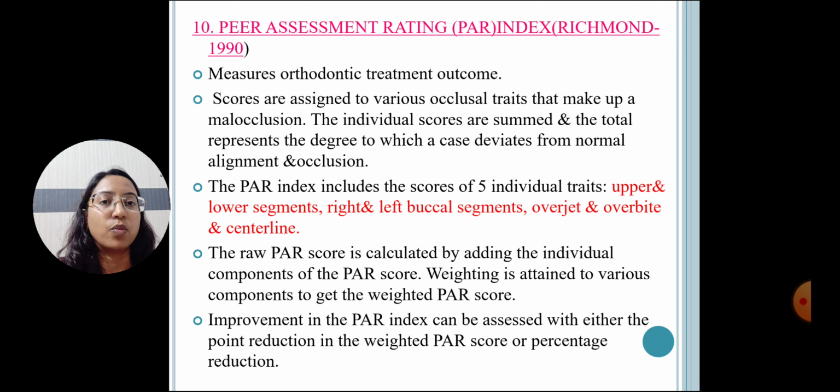So the raw PAR score is calculated by adding the individual components of the PAR score. Weighting is attained to various components to get the weighted PAR score. The improvement in the PAR index can be assessed with either the point reduction in the weighted PAR score or percentage reduction. That is, initially we have a score and after treatment we have a PAR index score. So that gives the treatment outcome.